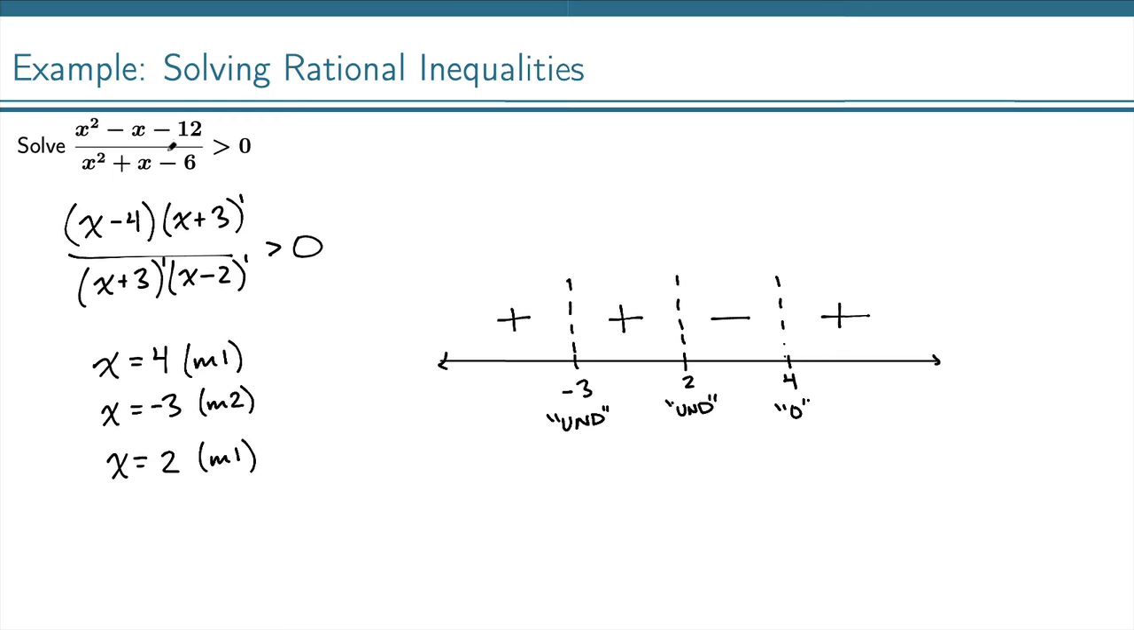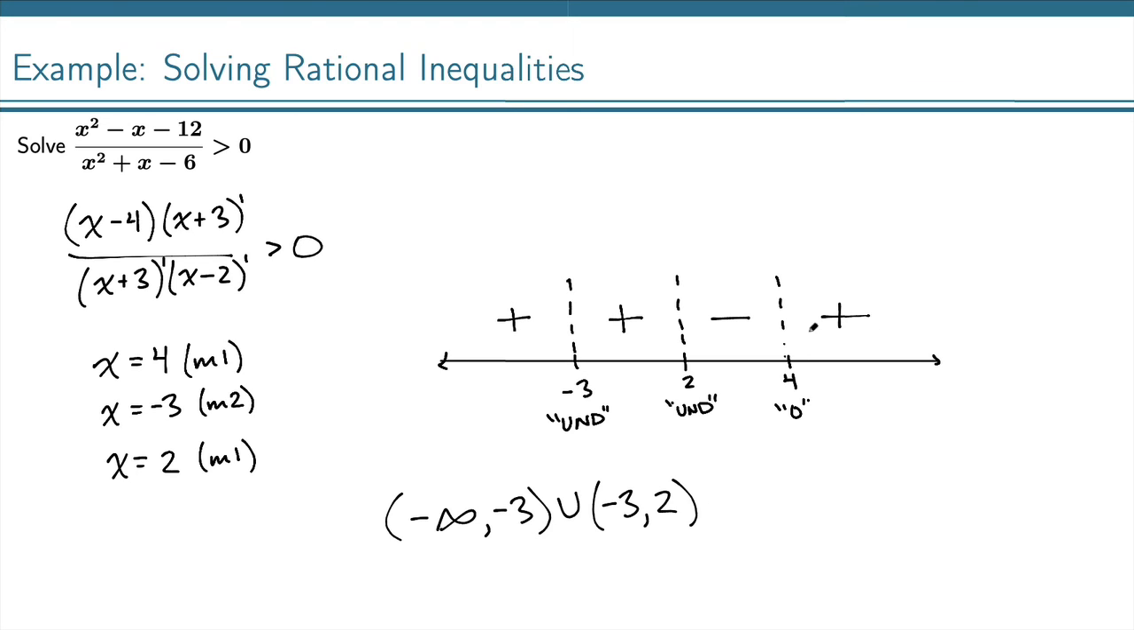Now, when writing my solution, I want when this rational function is greater than 0. So that means I want it to be positive. So I see that I'm positive here from negative infinity all the way up to negative 3, and then between negative 3 and 2. But right at negative 3, it's undefined, so I can't write something that includes negative 3. So I have to break at negative 3, not include it, and then do a union from negative 3 up to 2. At 2, it's also undefined, so I can't include that.